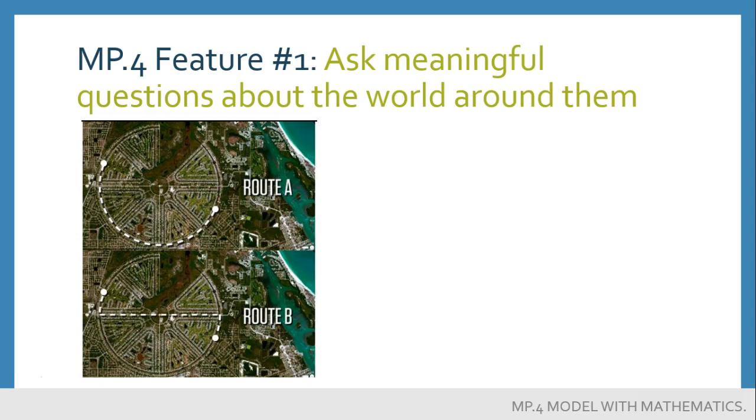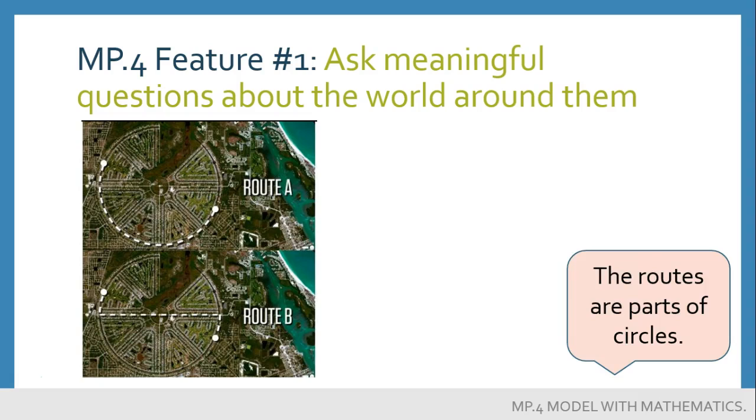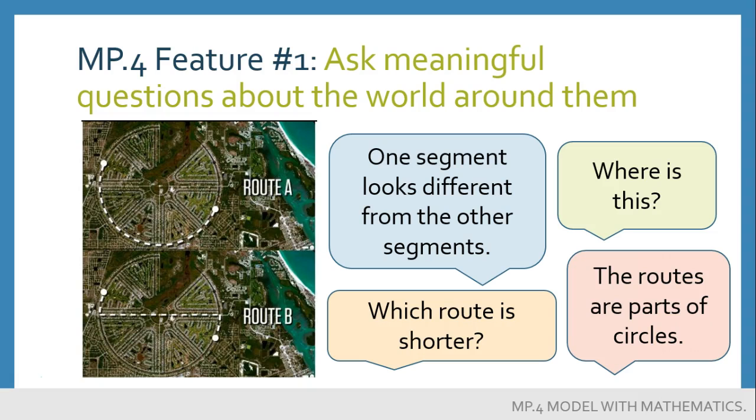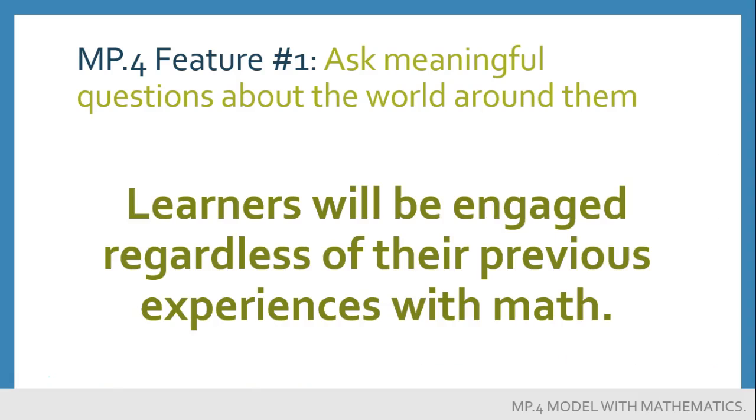Students may notice that the routes are part of circles. They may wonder where this is. They may wonder which route is shorter. They may notice that one segment of the circle looks different from the other segments. After generating lists of what they notice and wonder, choose one or more questions to investigate with a model. Even though the prompt is shared, the models may be different based on the skill levels of the learners. By encouraging learners to ask meaningful questions about the world around them, you'll see them being engaged in the learning process regardless of their previous experiences with math.